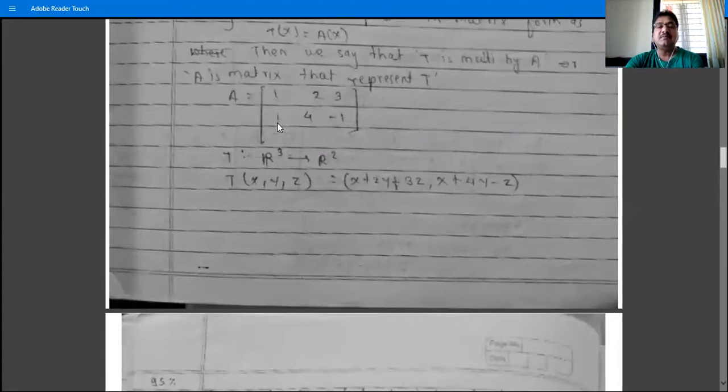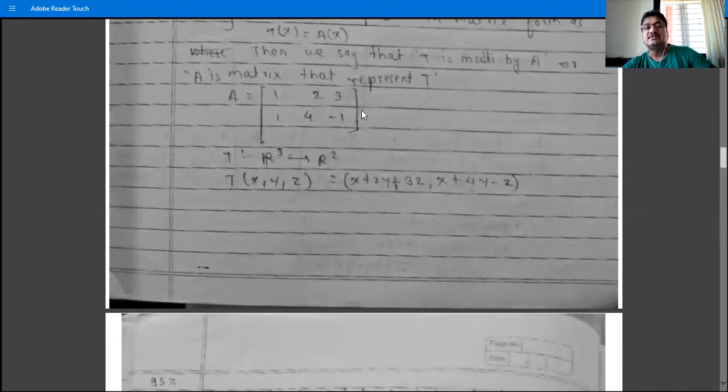So this T is from R3 to R2. Because there are three columns, R cube is the domain, and there are 2 rows, so R square is the codomain. And what is its definition?